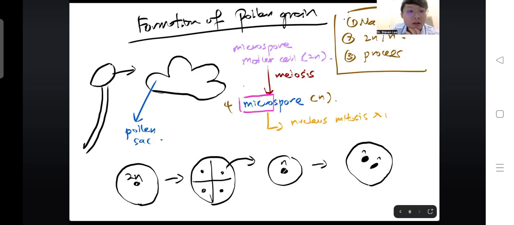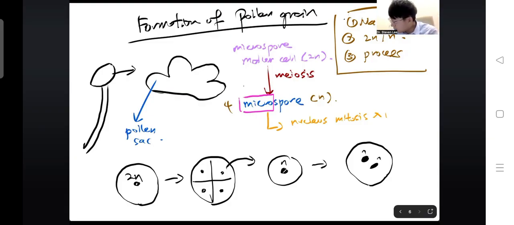Paramecium lah. How many nuclei does paramecium have? 2 lah. One macronucleus, one micronucleus, remember? So now I want to add one more thing in your syllabus that has two nuclei. Pollen grains, the bunga. So pollen grains also have two nuclei. You have to remember that.